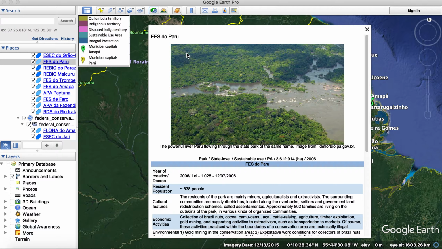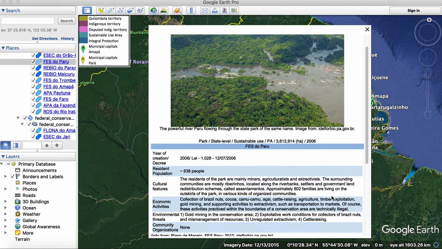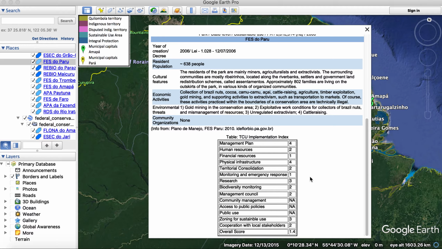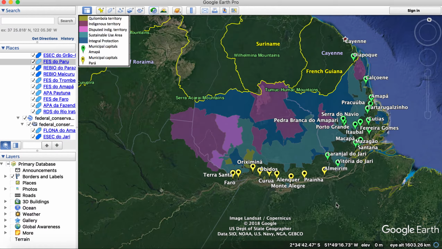This is a state-level forest reserve. This is a sustainable use reserve. So people are allowed to live within its boundaries, although their use of natural resources are typically restricted. Information about that is available in the tables. Again, we have implementation indices. We also have information about all the municipal capitals, all the municipalities that are touched by these conservation areas.